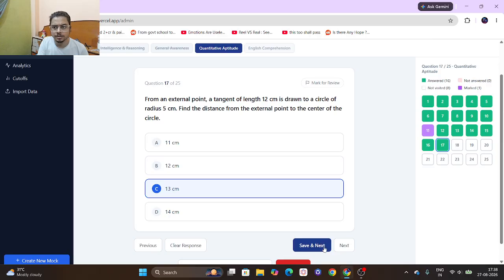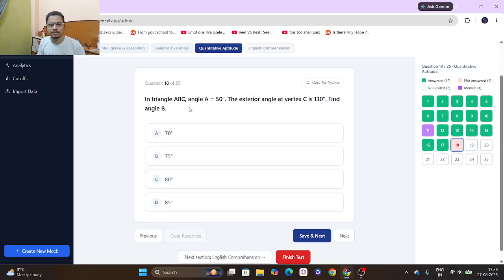13. Next. In a triangle ABC, if angle A is equal to 50 degree, the exterior angle at the vertex C is 130 degree. If this is 130 degree, the internal angle is 50 degree और बचा हुआ angle will become 80 degree. Find angle B, 80 degree.